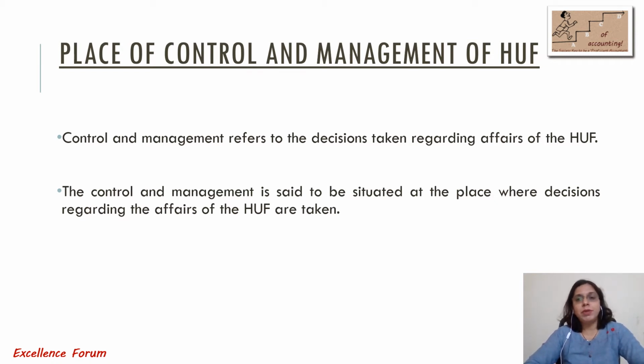Now friends, in this regard, it is important to understand what is the place of control and management of HUF. In simple words, control and management refers to the decision taken regarding affairs of the HUF. Now, the control and management is said to be situated at the place where decisions regarding its affairs are taken. In short, the place of control and management is a place from where decisions regarding the business of the HUF are taken.